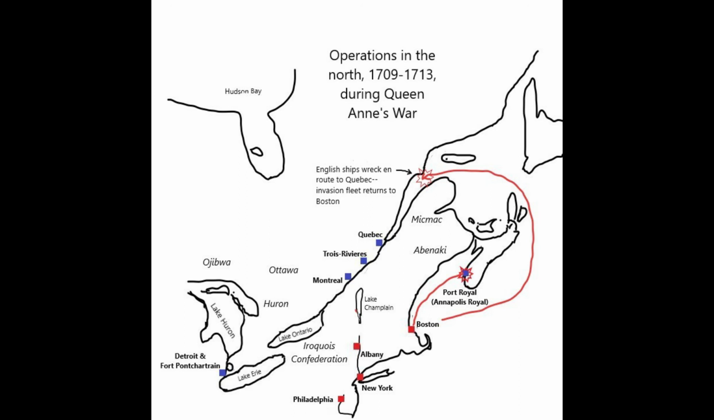In 1710, Connecticut and Massachusetts decided it was time to attack and permanently take over the French fortress of Port Royale in what is today Nova Scotia. Back then, the French called it Acadia. England contributed 6 warships to the effort, and they were successful in capturing Port Royale, which they renamed Annapolis Royale in honor of Queen Anne.